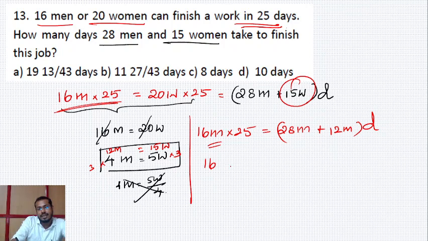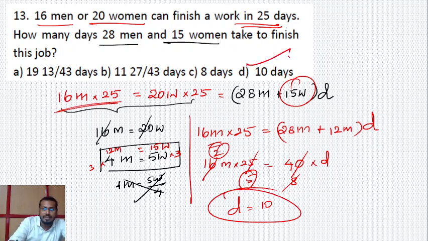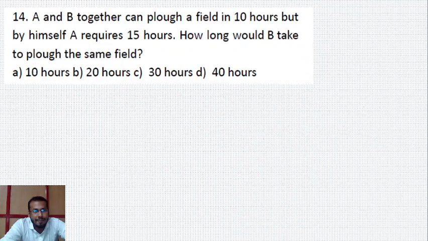So just take 16 men into 25. Here 28 plus 12 men is nothing but 40 into D, correct? 25 and 40 getting cancelled. 5 times 25, and here 8 times. 8 and 16 is 2 times. D is equal to 5 into 2, that's nothing but 10 days. That's the right answer. Clear how to write the equation and solving it?